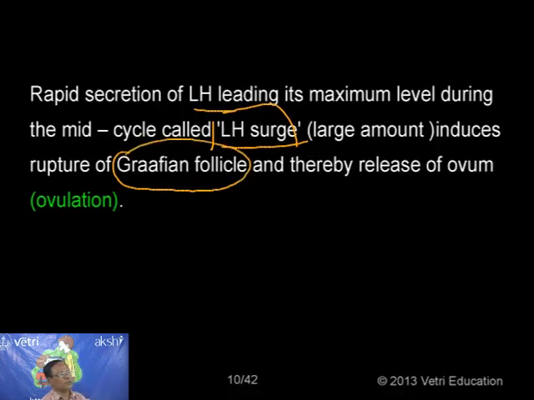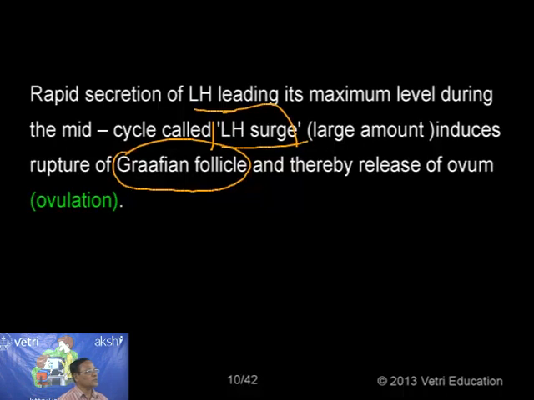The Graafian follicle normally has the egg that has completed only the first meiotic division. The second meiotic division occurs only by the touch of the sperm. So at the time of fertilization only, it completes its second meiotic division to form what is called the fully developed egg for the fertilization process.